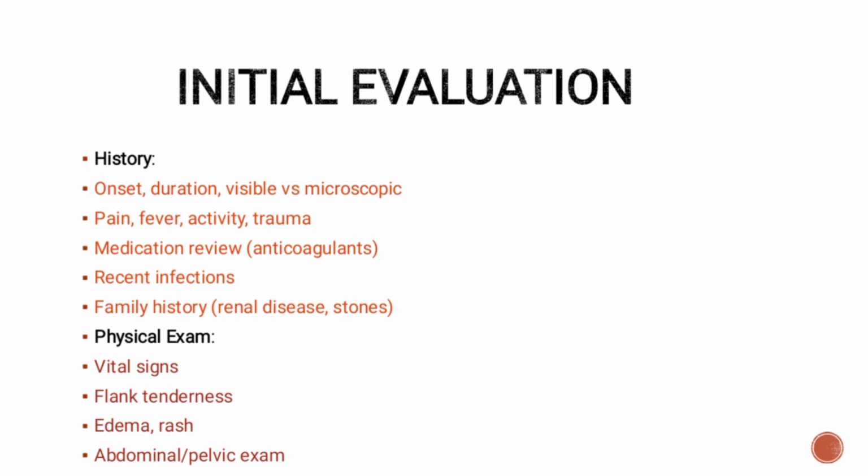Initial evaluation depends upon the history, which includes the onset of hematuria, duration, whether it is visible or present microscopically, whether it is painless or painful with the passage of clots. You will also ask in the history about urinary retention due to clot passage. The patient may also complain of other symptoms like pain and fever, and you will take history about the use of any anticoagulants or blood thinners taken for ischemic heart disease, recent infections, and family history of stone disease or renal disease.